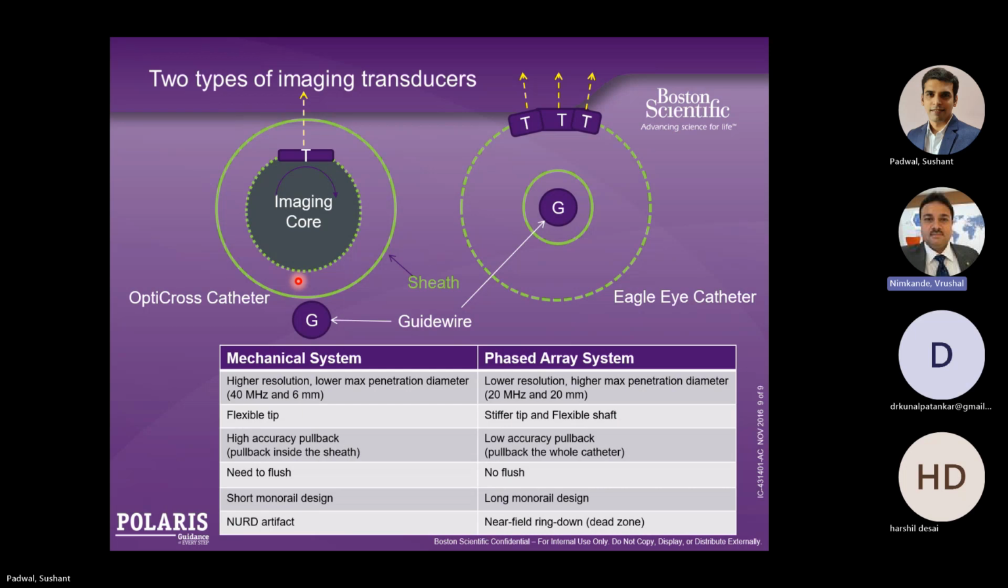Okay. And the guide wire goes from the outside of the IVUS catheter in mechanical transducer. So throughout the long view of the IVUS image, you get to see a guide wire artifact. Clear?